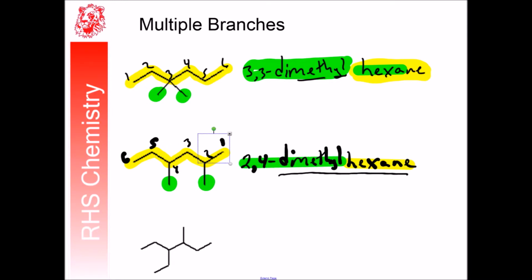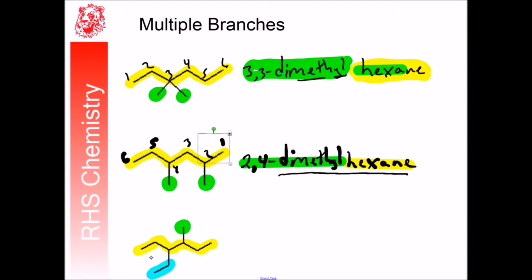So I'm going to find the longest continuous carbon chain. 1, 2, 3, 4, 5, 6. 1, 2, 3, 4, 5, 6. So it doesn't matter which way I go. I can go this way, or I can go this way. It's going to be a tie. I'm going to choose to go this way. And that means I have a 1-carbon branch there, and I've got a 2-carbon branch right there.